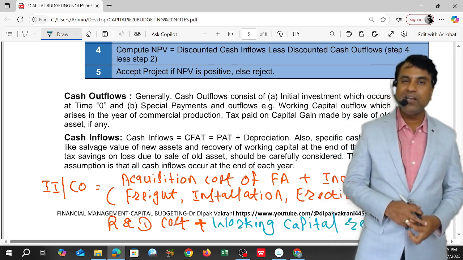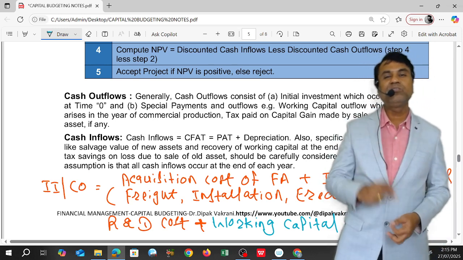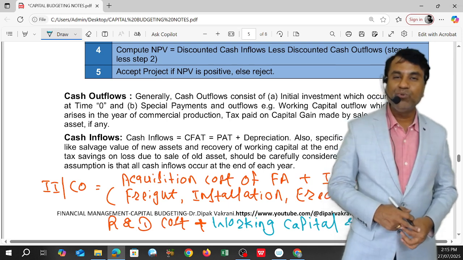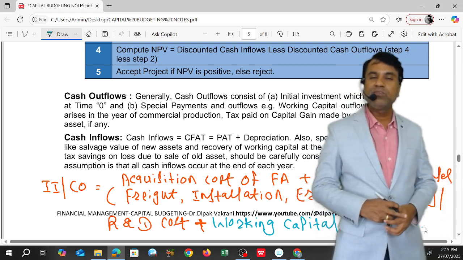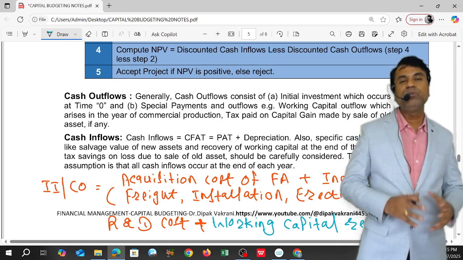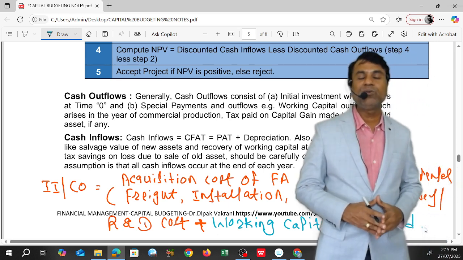But when it is going to be released, obviously it is going to be released with its present value, because it is released after 5 years, 10 years, but we need to consider its present value of future cash inflows when we are calculating any kind of discounted cash flow techniques.